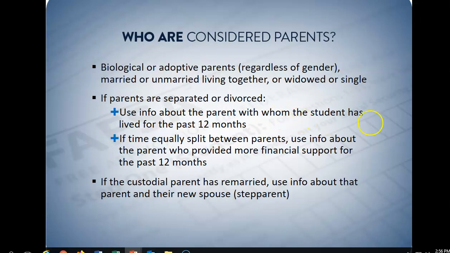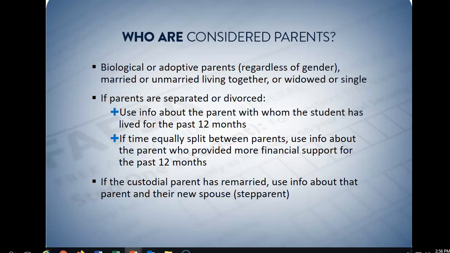So when you're completing the FAFSA, the assumption is that most students just leaving high school are considered dependent students, meaning that they must use their parental information on the FAFSA. So who are considered the parents? Well, the first grouping would be either the biological or adoptive parents, regardless of gender, whether they are married or unmarried but living together, or the widowed or single parent that the student lives with. So it's pretty basic. Whoever the student lives with, their current marital status and their current situation.